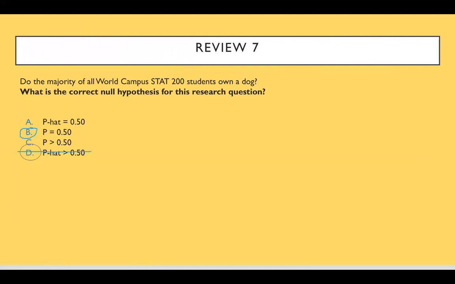The null hypothesis is P equals 0.50. We're using 0.50 here because it's asking about the majority of Stat 200 students, so that would just be greater than 50%. Since we're using proportion here, you want to make sure that you're using the population parameter, which is P and not P hat. And make sure you're using the equal sign. Yes, it is a right-tailed test, but we're not going to use that here since we're looking for the null hypothesis. If we're looking for the alternative hypothesis, then C would be our answer.